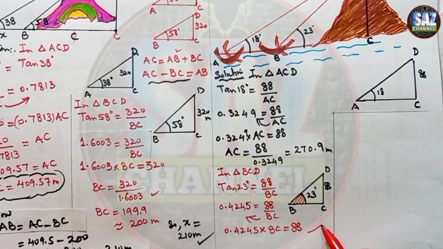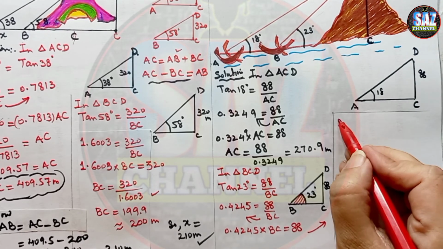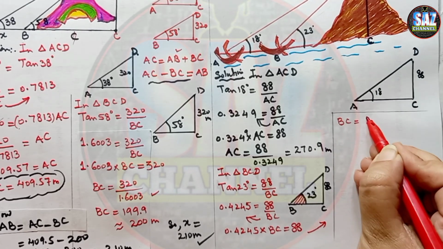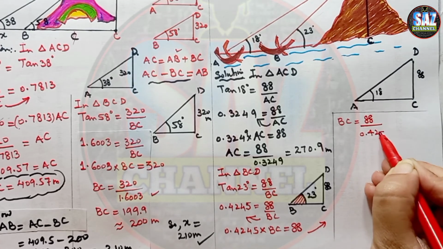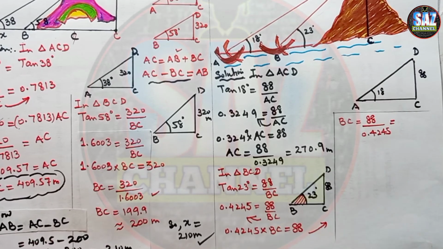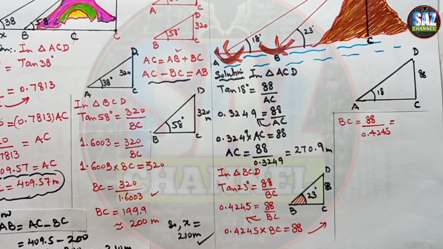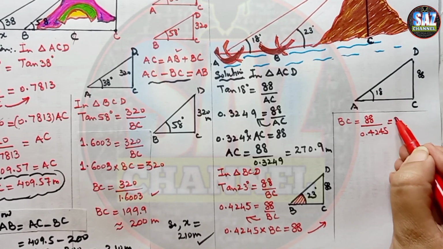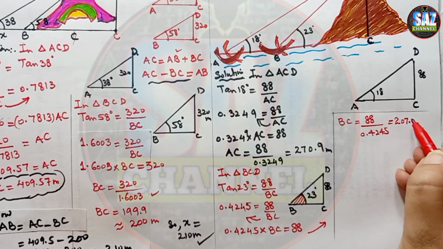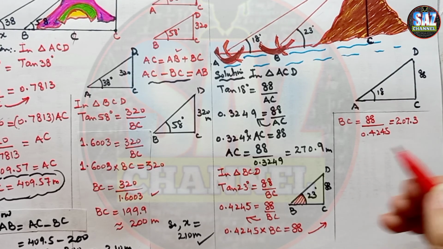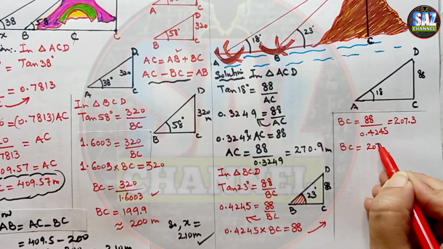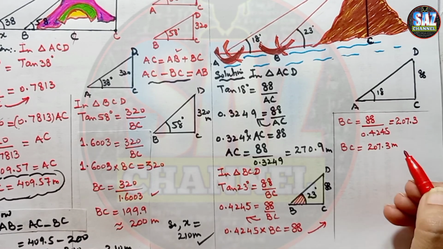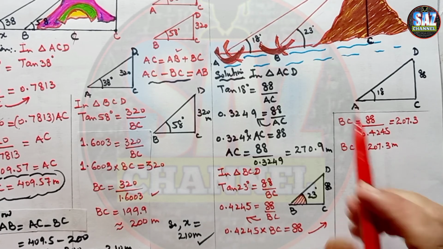Let me shift towards this side. BC will be equal to 88 upon 0.4245. Now I have to divide 88 by 0.4245 and the value comes to 207.3. So BC is 207.3 meters. And now what is the actual requirement of the question?